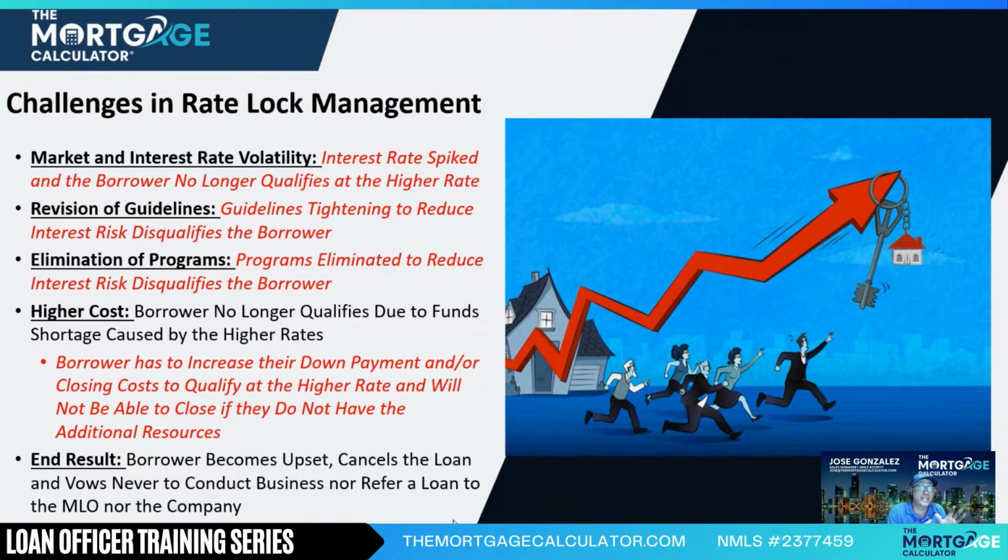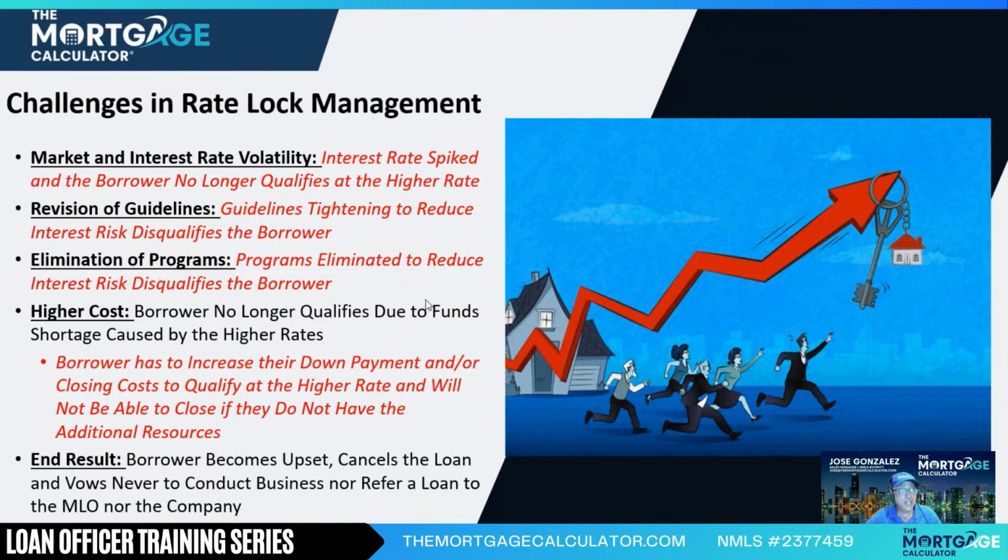This page is more like what can happen if you don't lock in the rate, right? That's why it's a challenge in rate lock management. So the first would be market and interest rate volatility causing an interest rate spike where the borrower no longer qualifies at the higher rate and maybe can't afford to buy it down to the lower rate, right? So definitely you do not want a borrower who now is disqualified from the loan because you didn't lock in the rate and you were at 49.8% DTI and now you're at 53 or 54. So keep an eye on that.